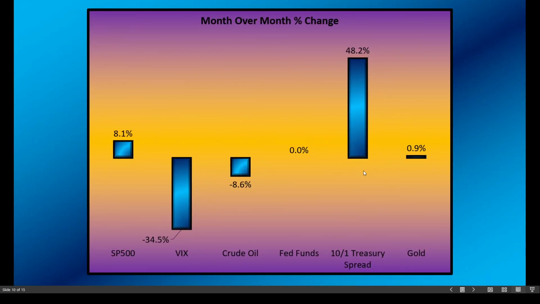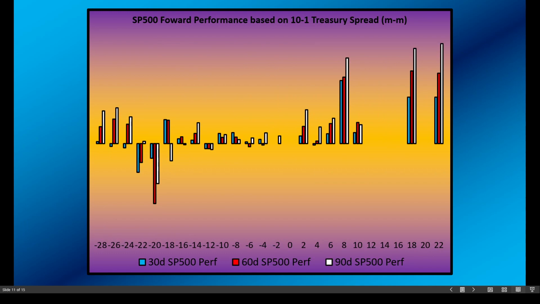Now we take a look at the 10-1 Treasury spread. Now this is a difference in yield between the 10-year bond and the 1-year bond in terms of yield. The difference between those two securities has increased 48%. Now, 48% means that the 10-year bond has risen above the 1-year bond, or the 1-year has fallen faster than the 10. Well, we see 48% would put us right in the middle, right around zero, just a little bit to the positive side, which does not indicate very much.